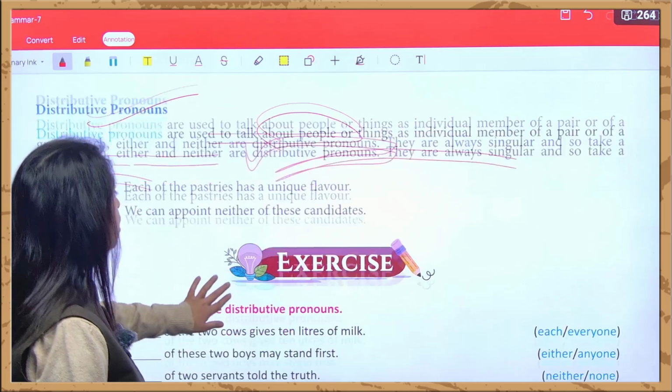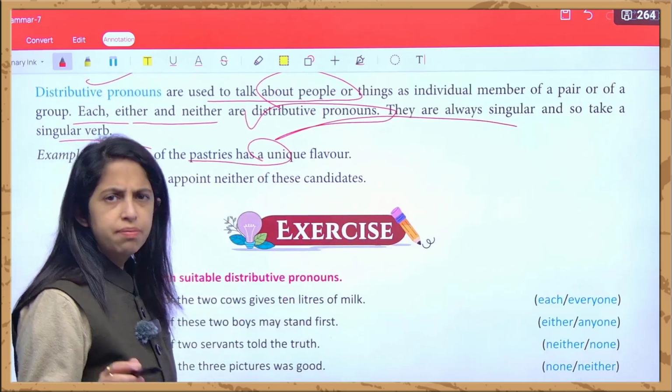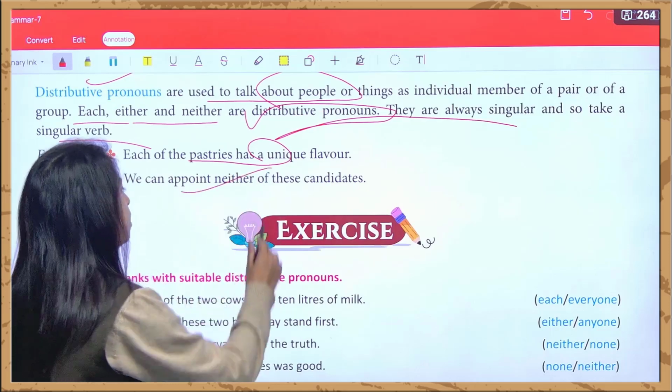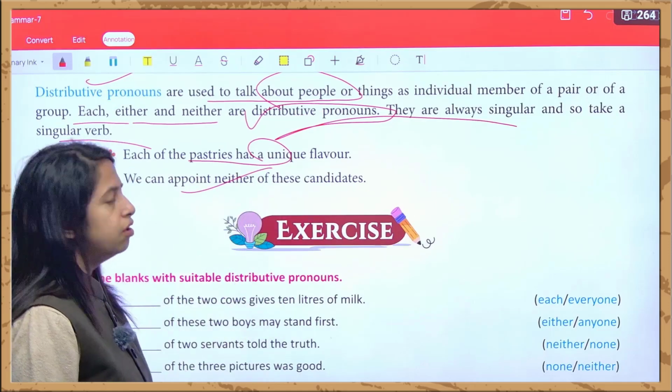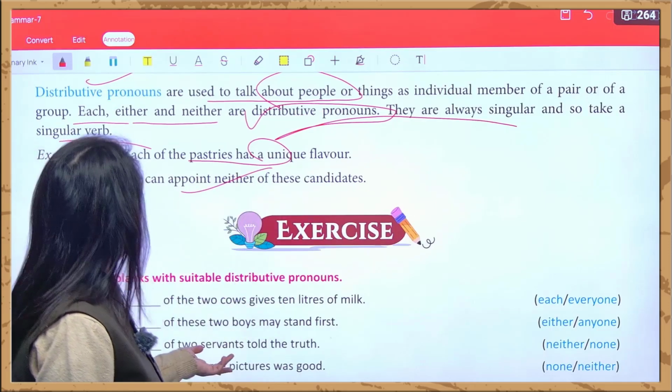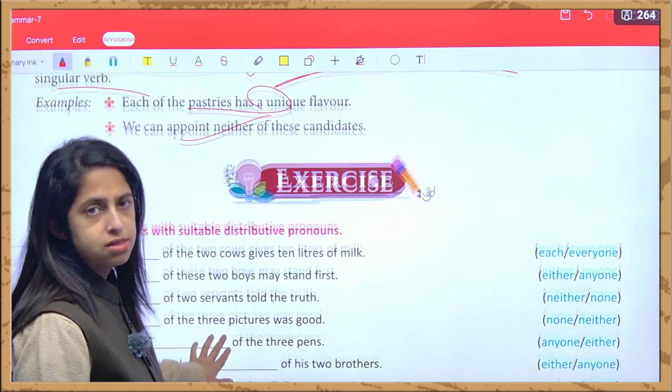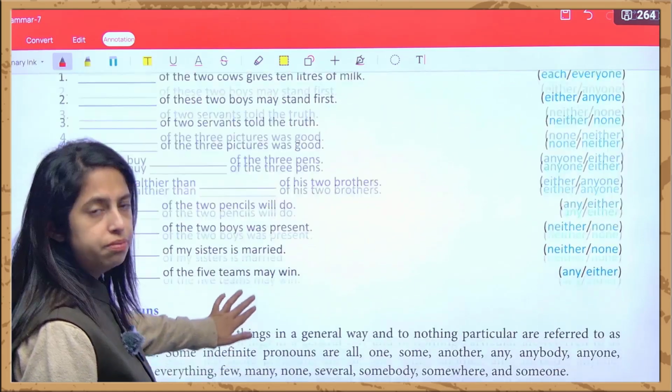Now, each of the pastries has a unique flavor. हर एक पेस्ट्री का अपने आप में यूनिक फ्लेवर है, and we can appoint neither of these candidates. हम इनमें से किसी को भी अपॉइंट नहीं कर सकते, राइट? On behalf of this, you have to complete these exercises.